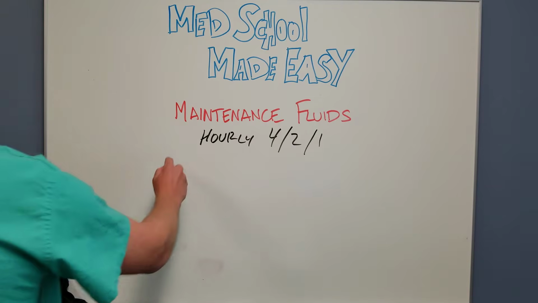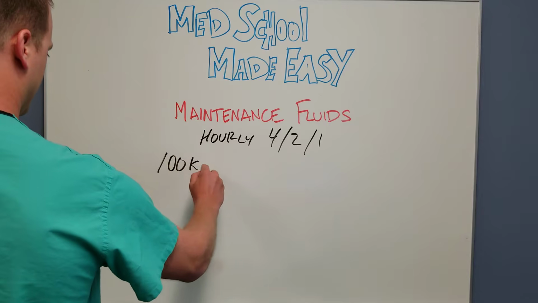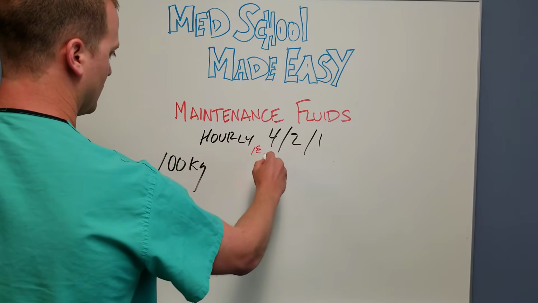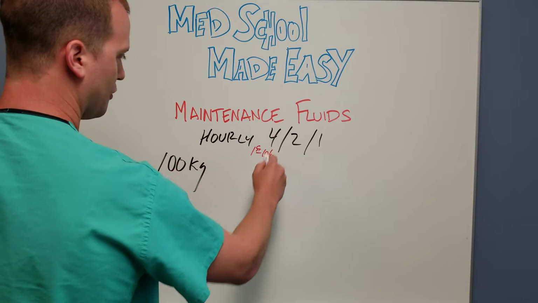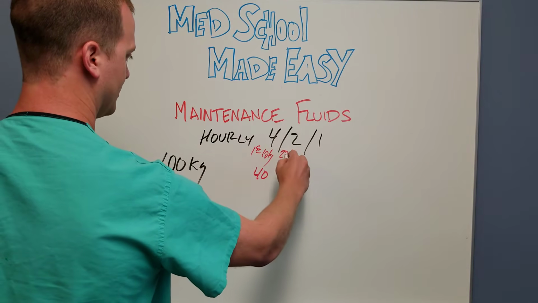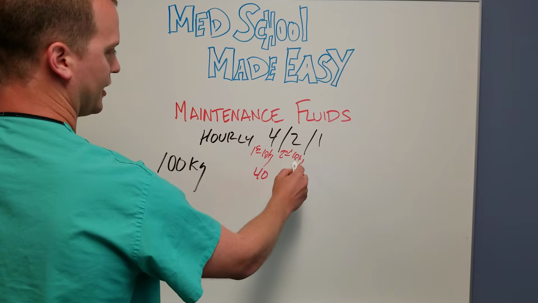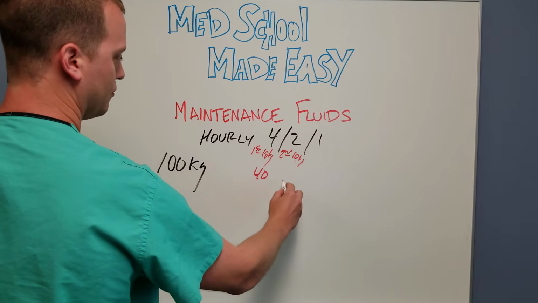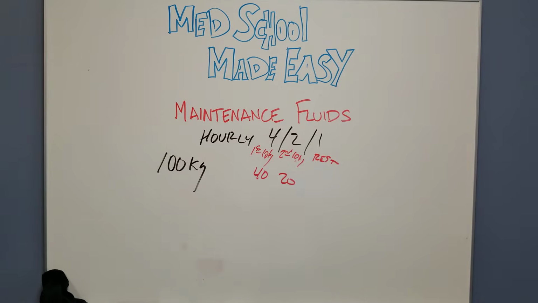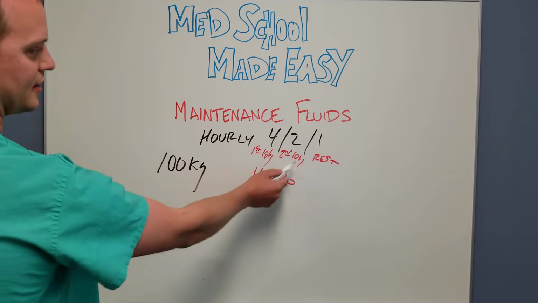So let's say we have a 100 kilogram individual, which is pretty typical, but it's also easy math, more importantly. And what this means is for the first 10 kilograms, they're going to get that times 4, so 40. For the second 10 kilograms, they're going to get those 10 times 2, which is 20, and then this is the rest. Okay? So 4, 2, 1: first 10, second 10, rest.